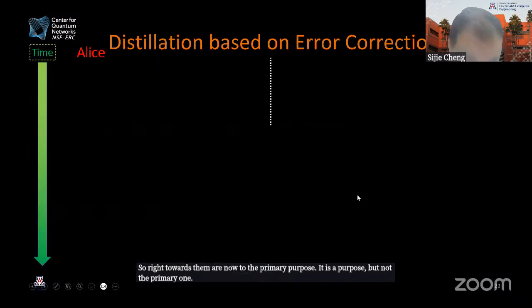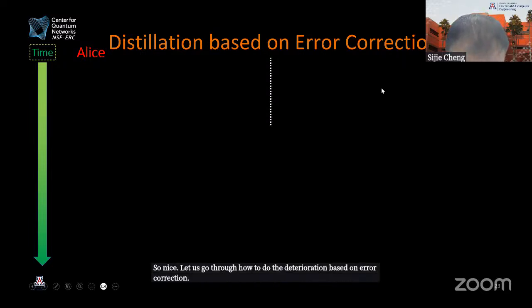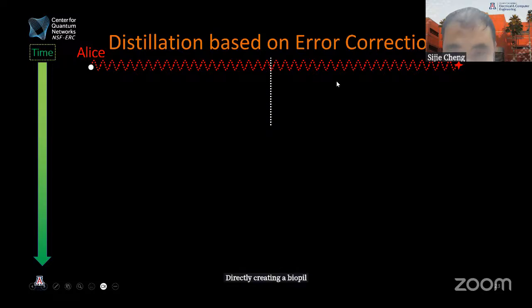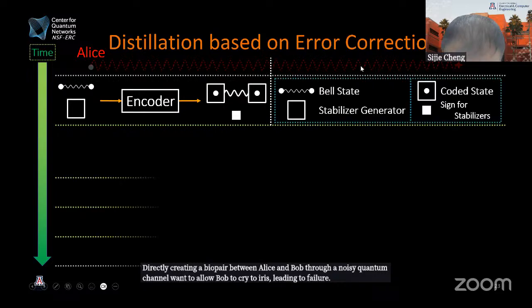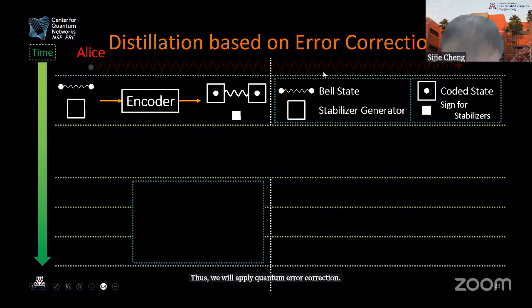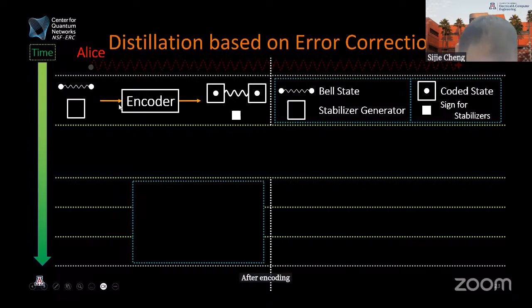So next, let us go through how to do the distillation based on error correction. Directly creating a Bell pair between Alice and Bob through a noisy quantum channel won't allow Bob to correct errors, leading to failure. Thus, we'll apply quantum error correction. Starting with unbound states and stabilizers, after encoding, Alice can get K coded Bell pairs and signs.